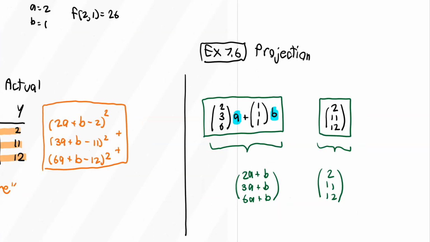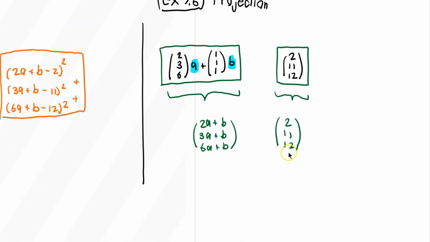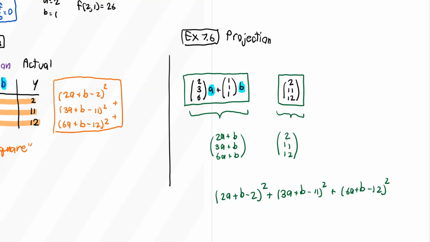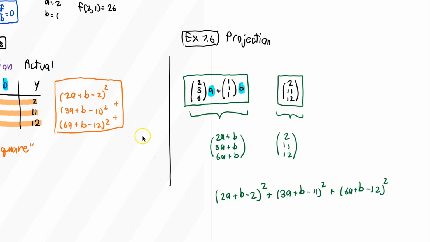I can find the distance between these two points, and that is going to be 2a plus b minus 2. I just have to subtract the coordinates between the two. So, (2a + b - 2)^2 plus (3a + b - 11)^2. So this is just the distance formula without the square root. And the last one is going to be (6a + b - 12)^2. And we indeed have arrived at the same equation that we have from earlier. So this is another way that we can look at what really happened behind the scenes of linear regression.